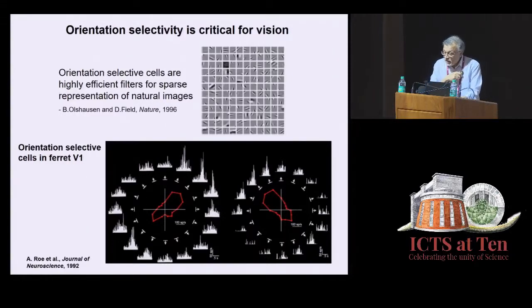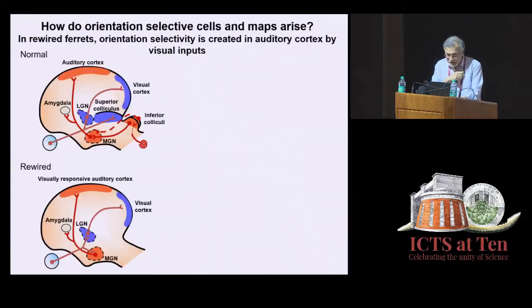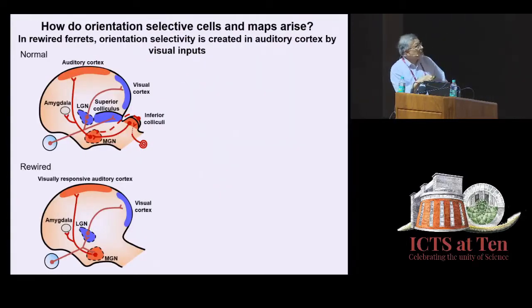A question that I asked a long time ago when I first started my lab at Yale, before I came to MIT, was, how do orientation selective cells and maps arise? And we did an experiment that was seen as outrageous, but has since then provided a lot of useful information.